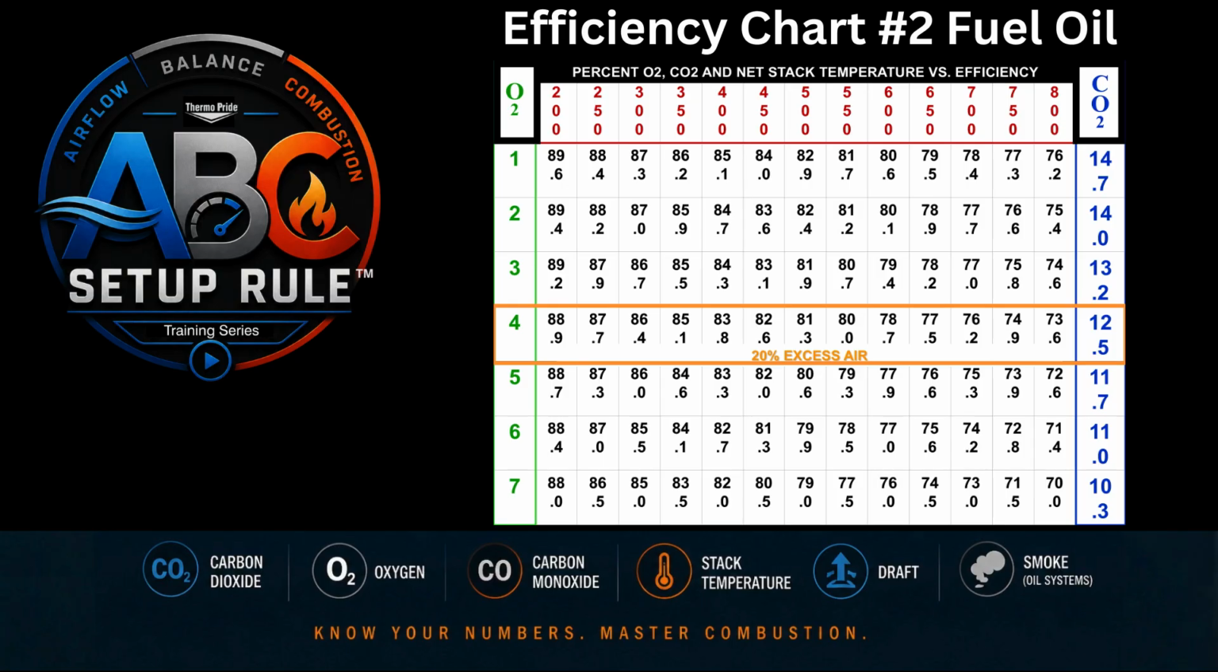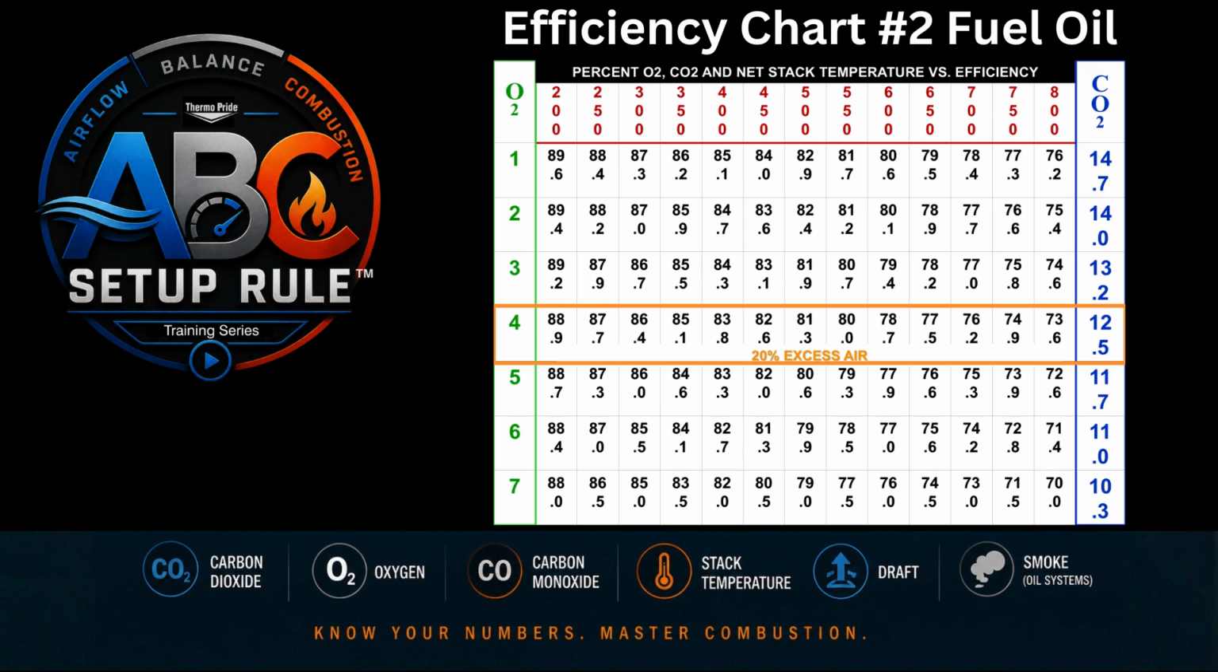O2, or oxygen, tells us how much excess air is present in the combustion process. As O2 increases, more excess air is entering the system, which dilutes the combustion process and can reduce efficiency. As O2 decreases, we move closer to ideal combustion conditions. However, too little oxygen can quickly lead to incomplete combustion and the production of carbon monoxide. CO2 and O2 are mathematically related and are measured from the same flue gas sample. As one changes, the other moves in direct relation, reflecting the balance between fuel and air in the combustion process.